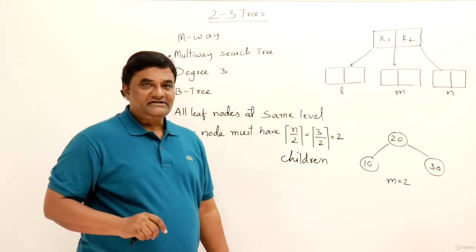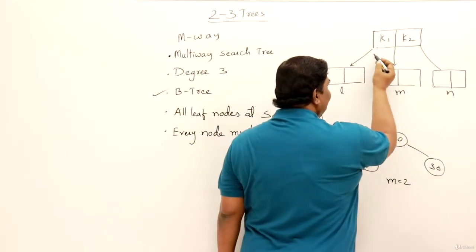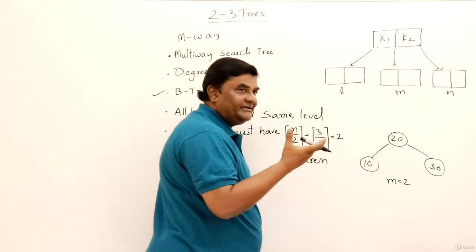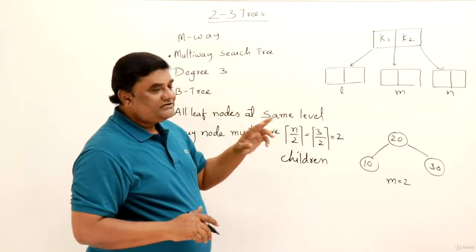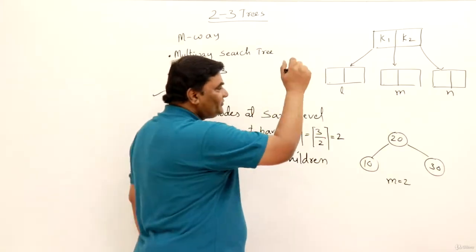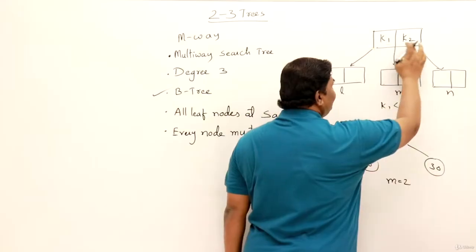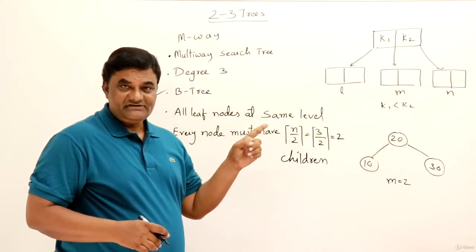Now let us look at the structure. See here, the degree of every node is 3, so every node can have 3 children: left child, middle child, right child. Now you can name them like this, left, middle and right child. When 3 children are possible, then 2 keys are possible. Then how should those 2 keys be? K1 should be less than K2. It means the keys inside a node must be sorted. This is the first point about the structure.